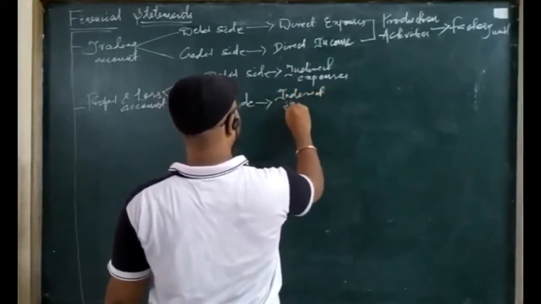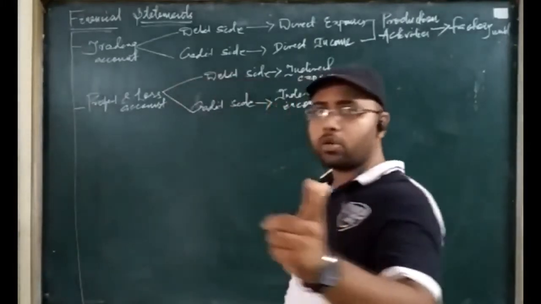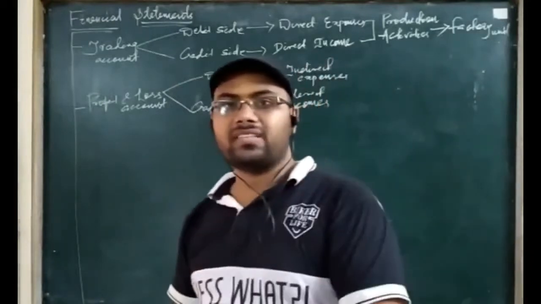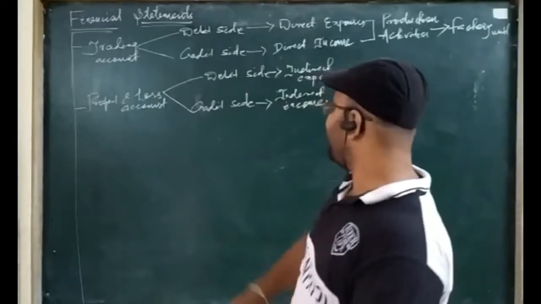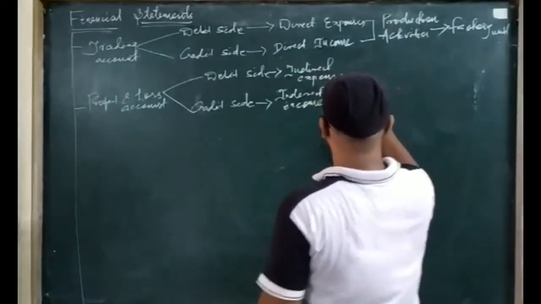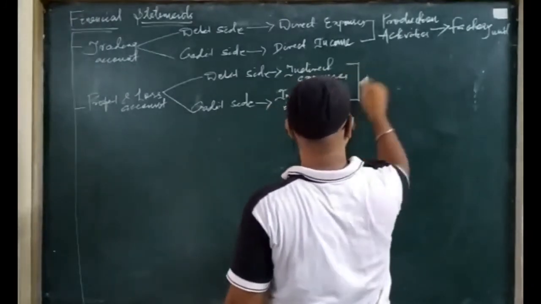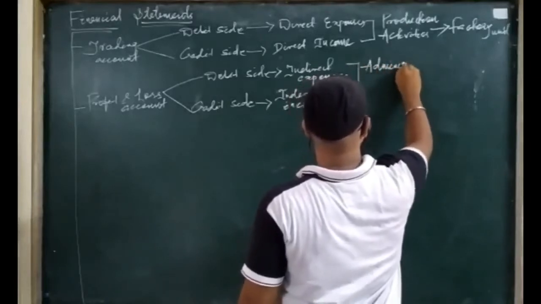It is very easy to identify indirect incomes because there is only one direct income in your business organization, that is sales. Other than sales, whatever receipts or short-term income are made are called indirect income. So they will go directly to the credit side of the profit and loss account. Okay. And now see, what is the profit and loss account prepared for? Administration purpose.